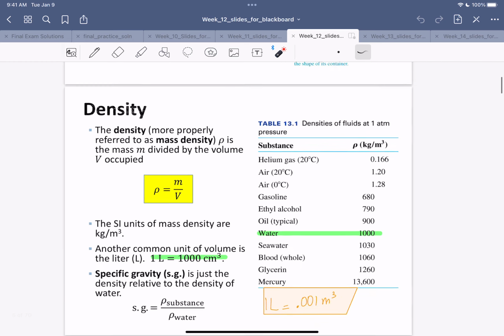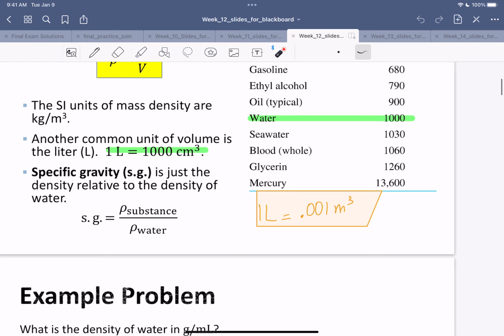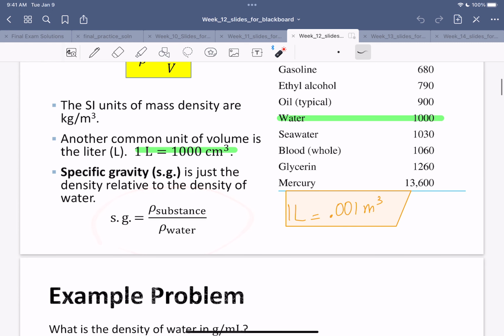This is just a very quick overview of density. Density is mass over volume. I think that's a pretty common concept that you guys have probably gone over in a lot of your other classes. What isn't so common maybe is specific gravity, and specific gravity is the ratio between the density of the substance in question that you're looking at, and the density of water, right?